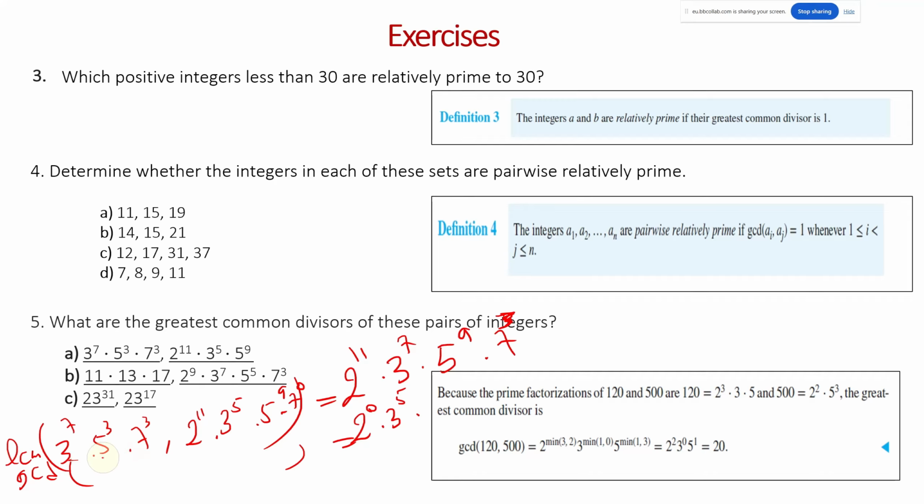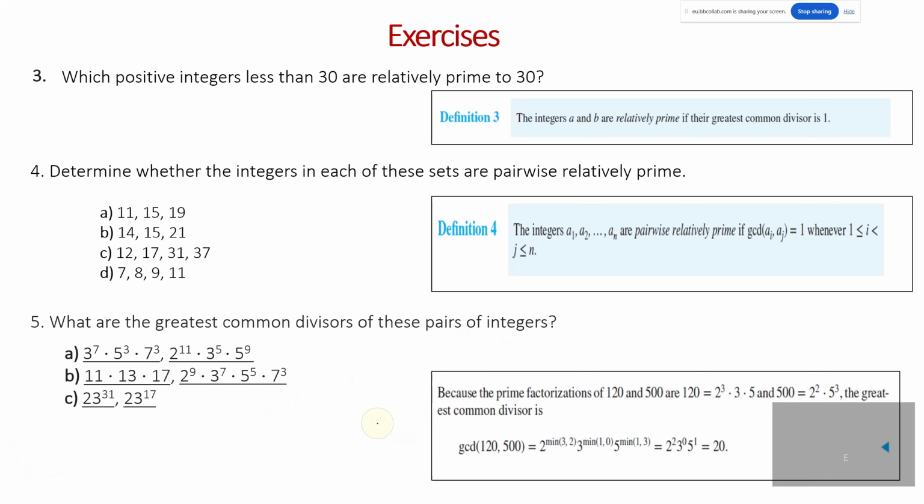Then the 5s, I did not use them yet. 5 to the power of 3 and 5 to the power of 9, I'm just going to use the minimum, so 5 to the power of 3. And then 7 to the power of 3 here, but there is no 7 there, so that means power of 0, so I'm going to make 7 to the power of 0. So in other words, it's 3 to the power of 5 times 5 to the power of 3. That's the greatest common divisor.